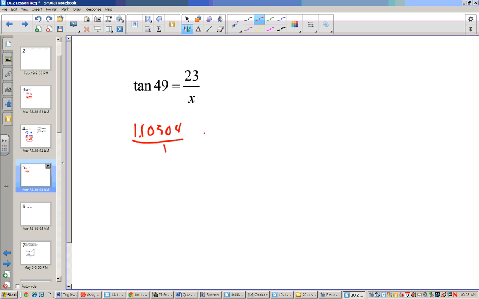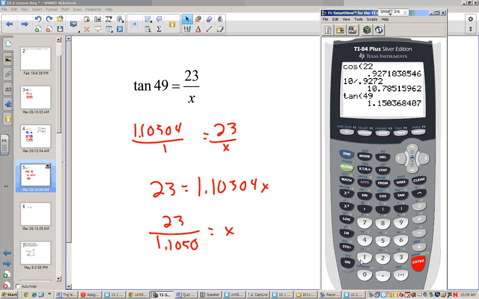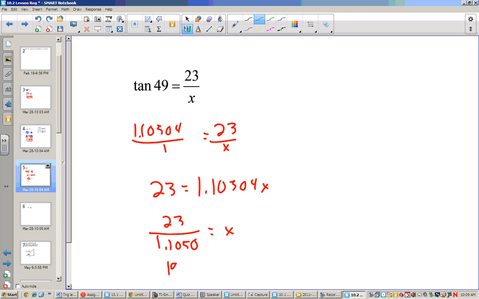Put it over 1. That's going to equal 23 over x. When I cross multiply, I get 23 is equal to 1.1504x. So now I divide both sides by this value. So 23 divided by 1.1504. I actually went out too much there. That's fine if you go out too far. Now if I do 23 over our answer, looks like 19.99. So really close to 20 is our value for x.